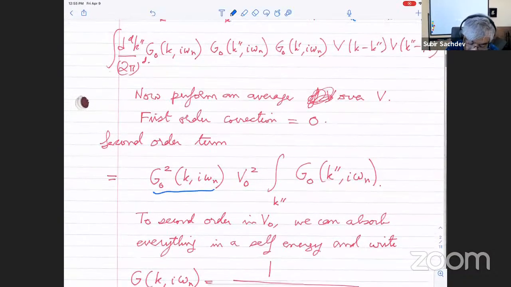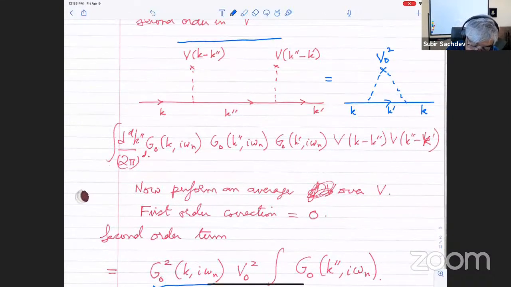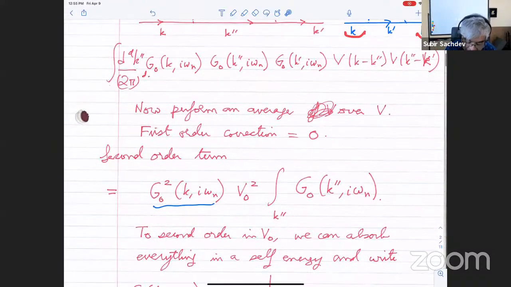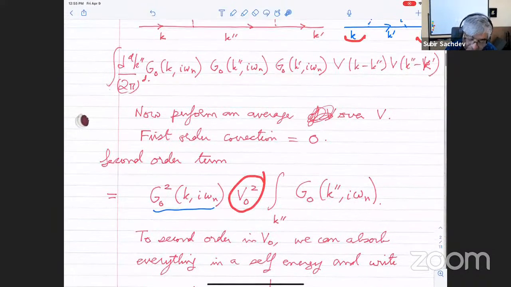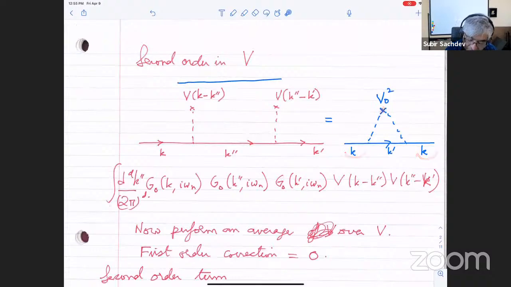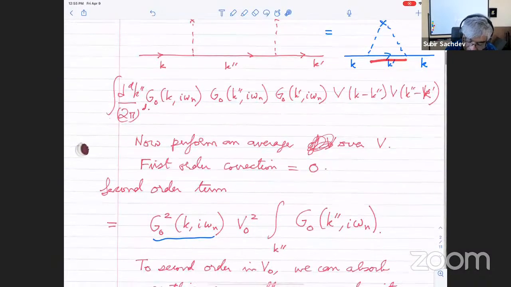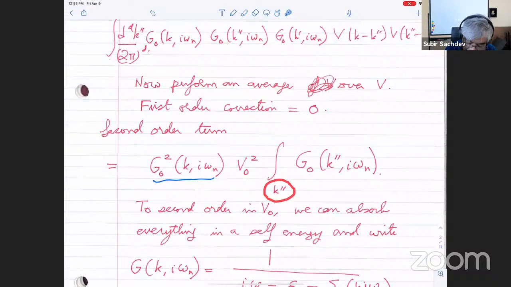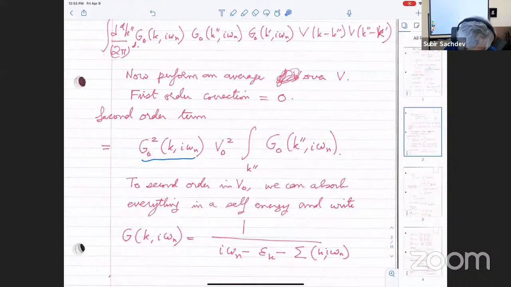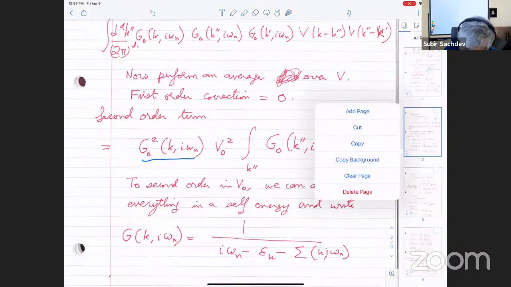So it's G naught squared. That's this term here, and that term here, which gives you a G naught squared. And there's the V naught squared that comes from this, where you have a G in the center, which you have to sum over K prime or K double prime. Okay, so that's the second order term. Let me write down the next order term and see what we get.